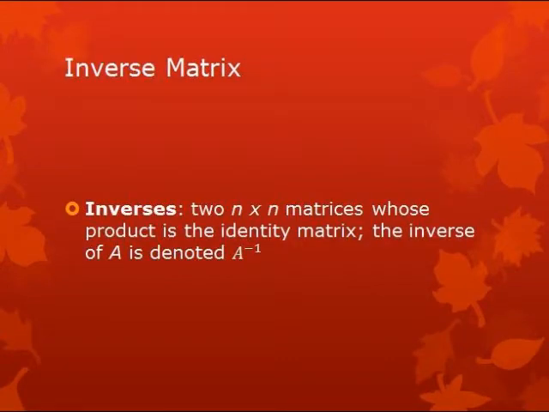And then an inverse matrix. Again, when you have 5 times 1/5, those are multiplicative inverses, and when you multiply them, you get 1. Same thing with matrices. When you multiply two inverse matrices, you should end up with the identity matrix. So you should end up with that same matrix we were just looking at.